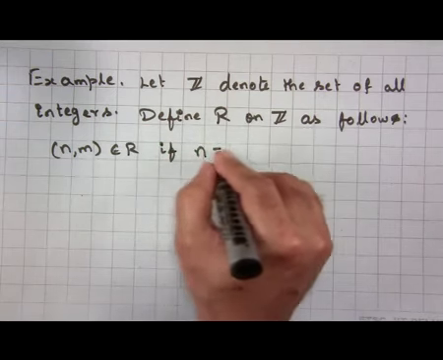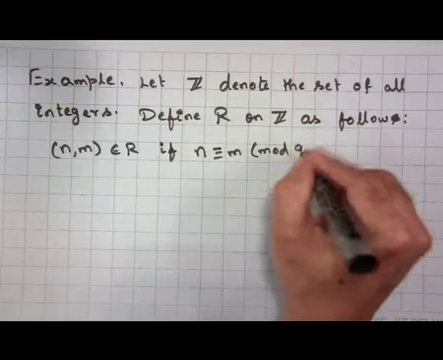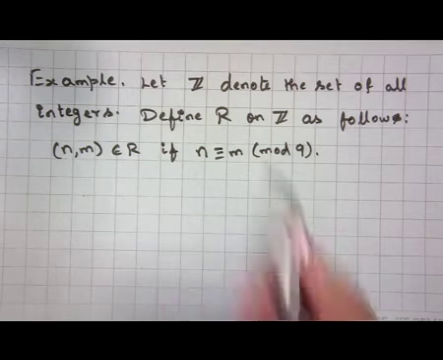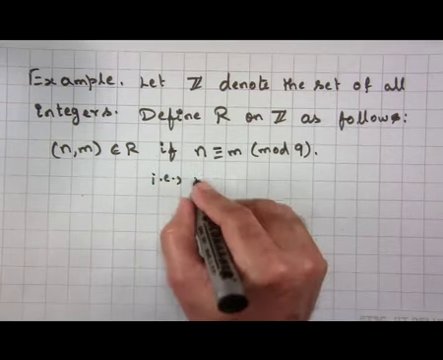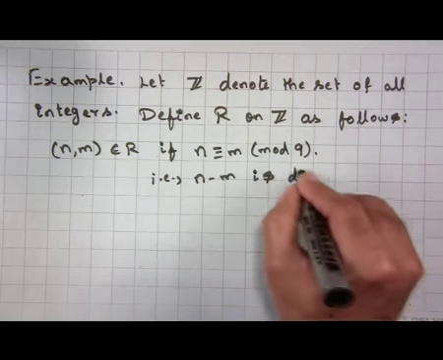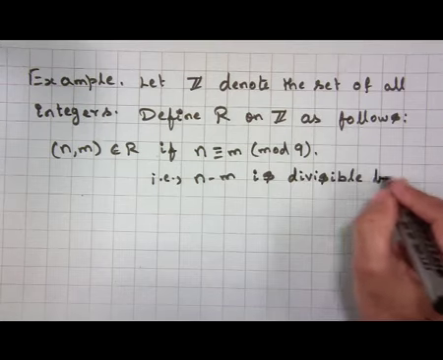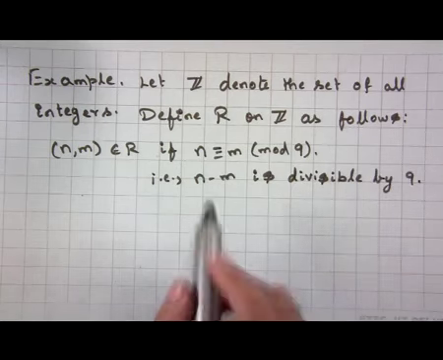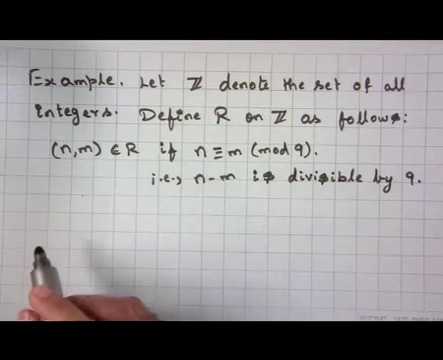n is congruent to m modulo 9. What is that, n congruent to m? That is, the difference n minus m is divisible by 9. Now, let us see that this relation whatever we have defined, this is an equivalence relation.